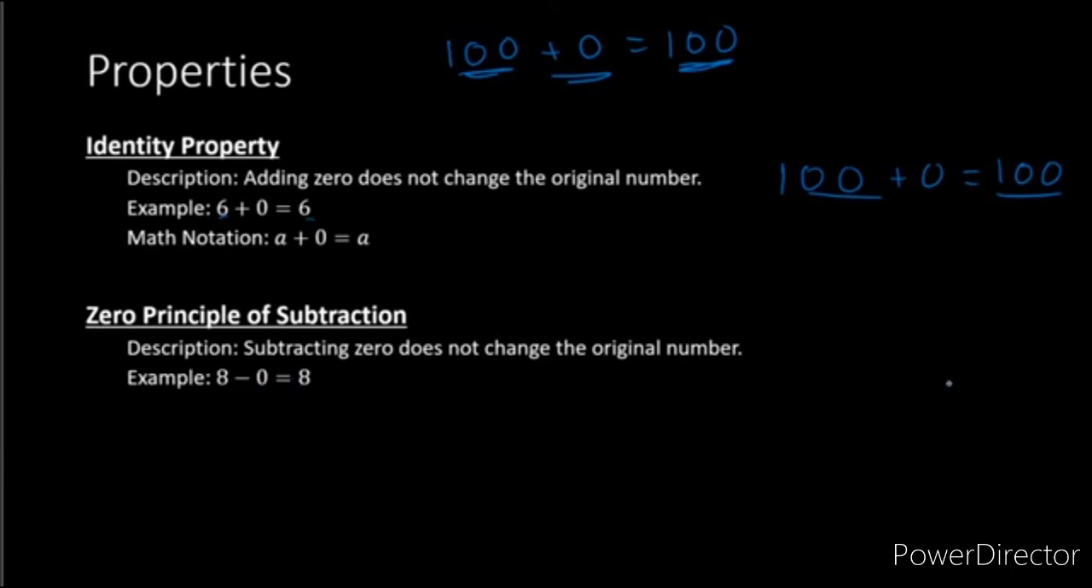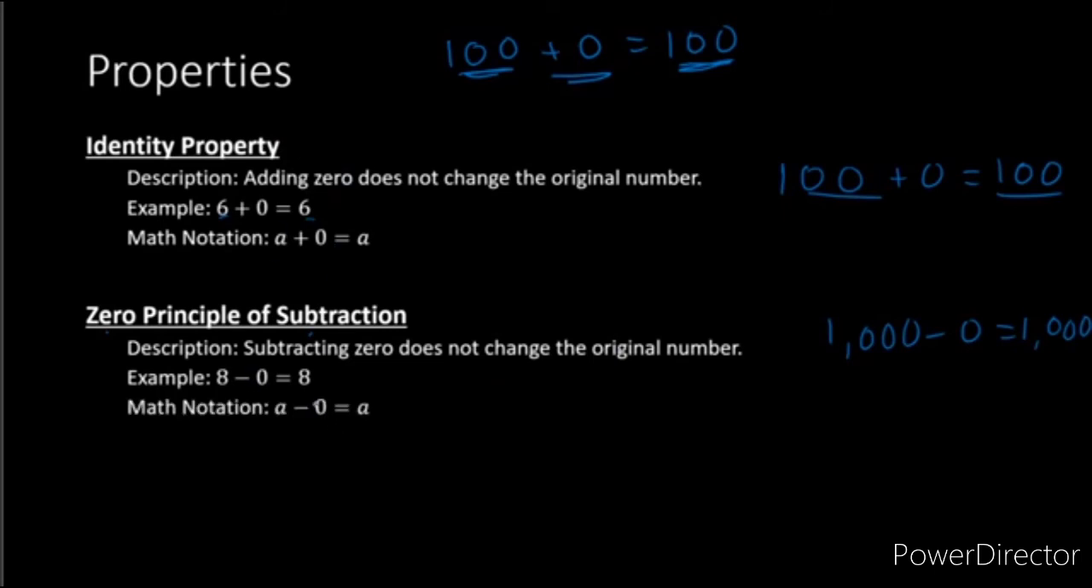It doesn't matter the size of the number. We can have 1,000 minus 0. That would still equal 1,000. It does not change the original value. So this is the zero principle of subtraction because we're dealing with zeros and subtracting. It's like the identity property, but instead of adding, we're subtracting 0.